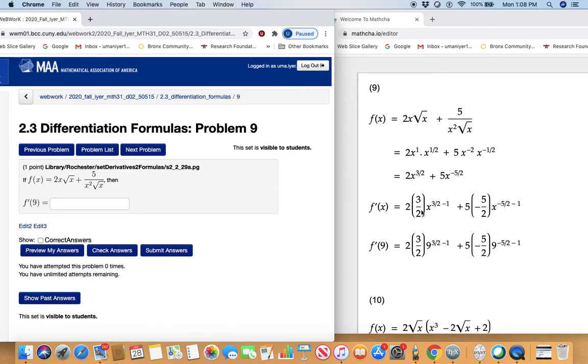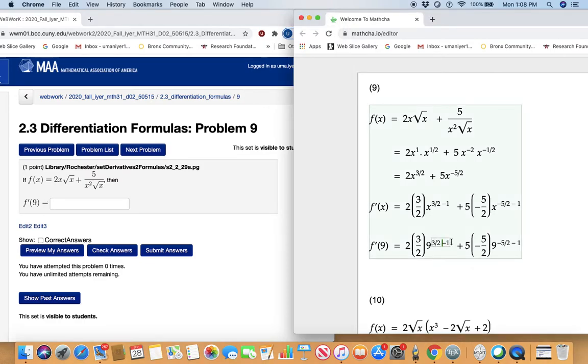Bring the 3 halves down and reduce the power by 1. Bring the negative 5 halves down and reduce the power by 1. Negative 5 minus 1. So that is the derivative at x. Question is, what is the derivative at 9? Well, I'm going to replace x by 9. That's all. 3 halves minus 1 is simply 1 half. Negative 5 halves minus 1 is negative 7 halves.